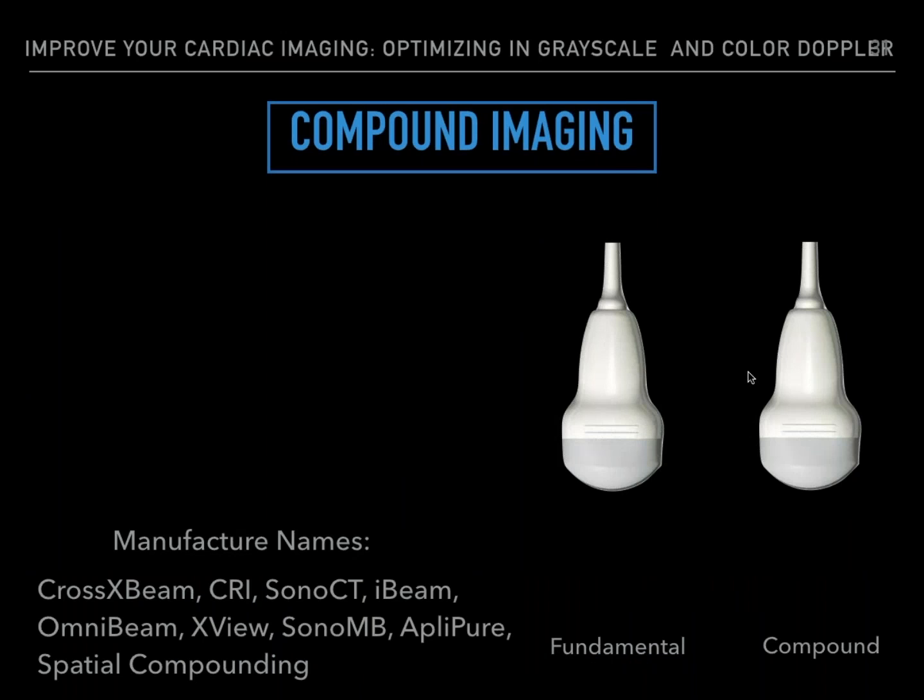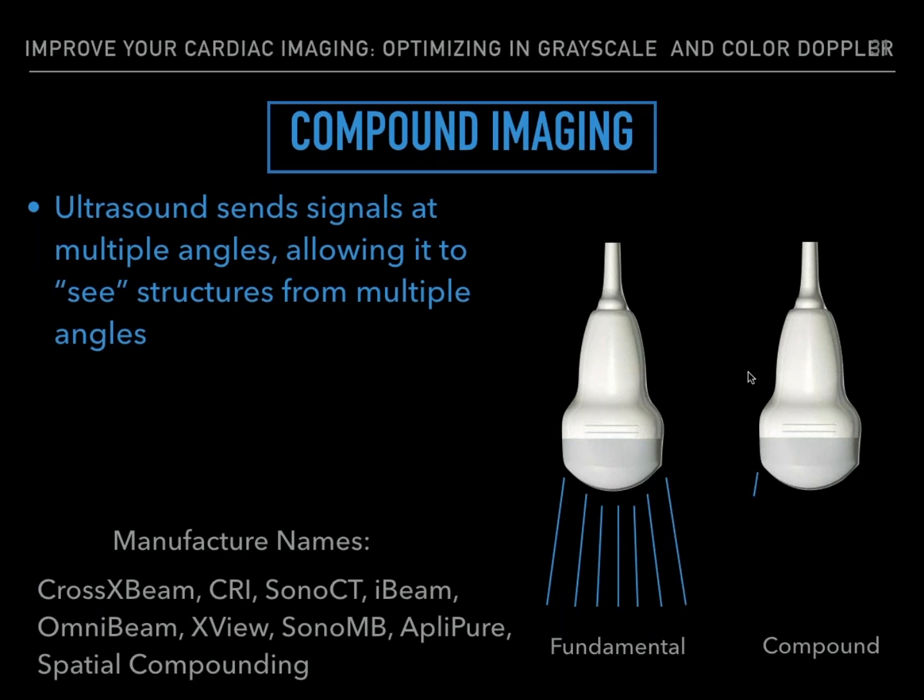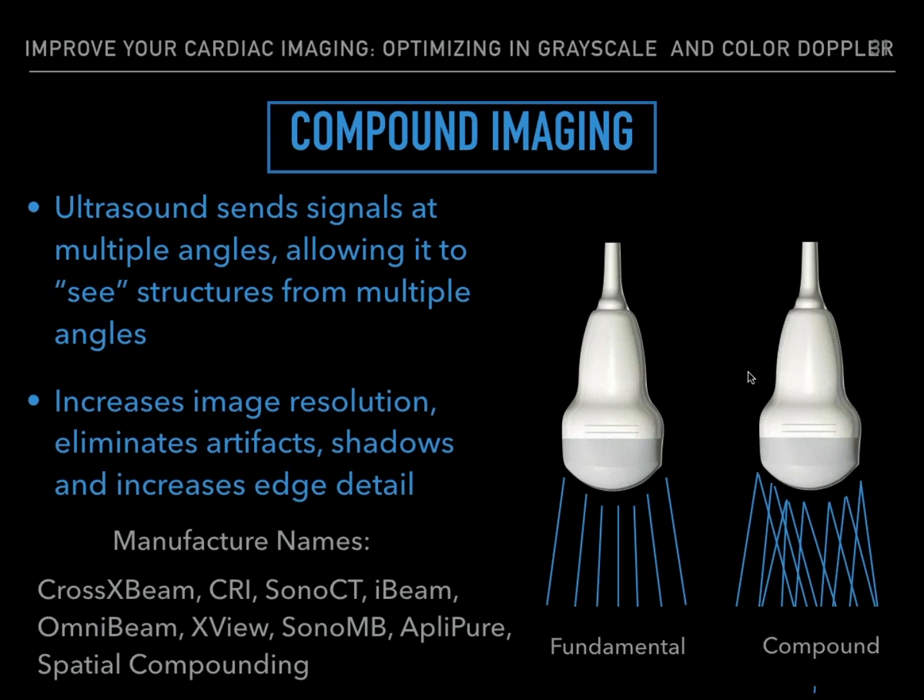Compound imaging. Compound imaging is where ultrasound sends signals at multiple angles, allowing you to see structures from different views, compared to traditional transducers, as we see below, that send ultrasound signals in a single line that is perpendicular to the transducer's footprint. Because of this, it actually increases image resolution, eliminates artifacts and shadows, and also increases edge detail. I have also included the manufacturer names below for those who have different units, and you're able to look for the specific application.